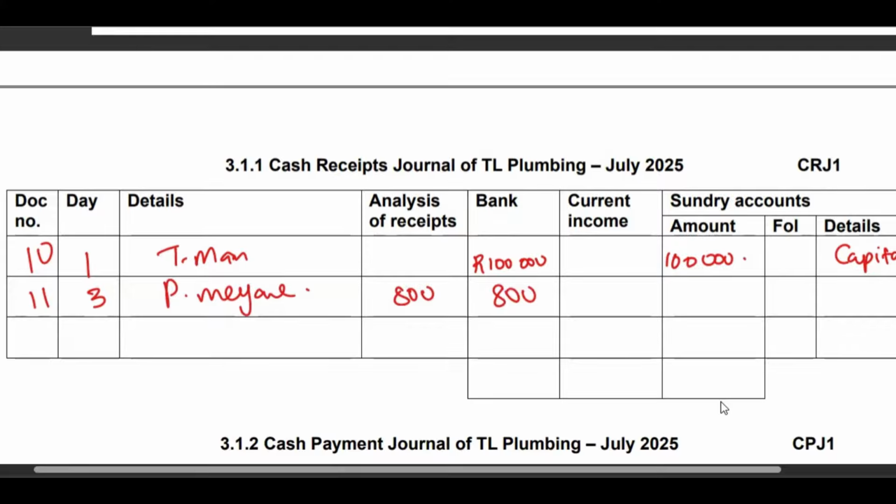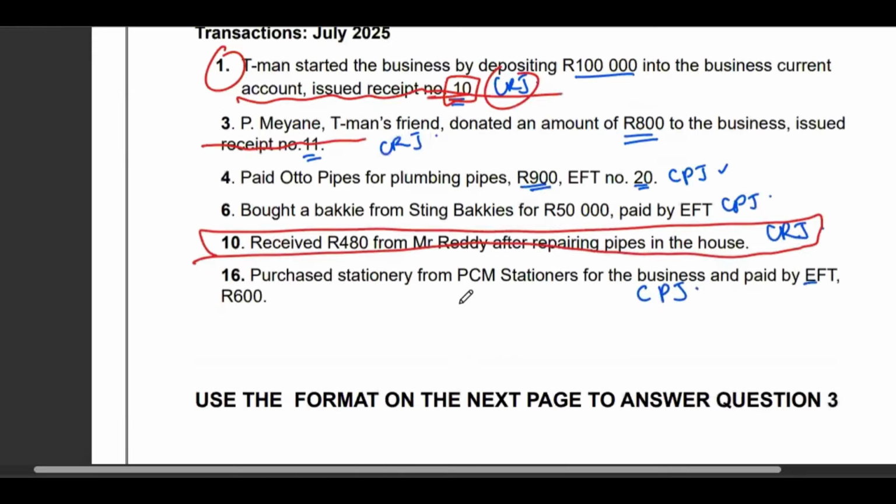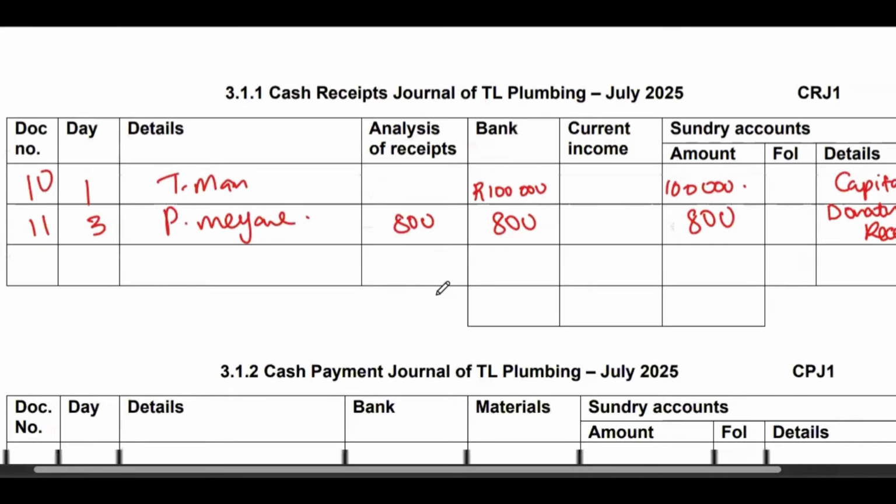Is it a current income? No, it's going to be under the sundry, which is 800. And then the details is a donation that was received. All right. And then the last CRJ that we saw was the 480 from Mr. Reddy. Okay, so this is going to be Mr. Reddy.